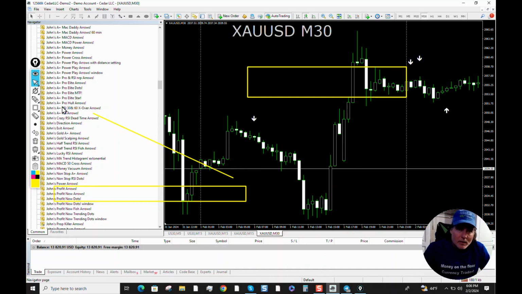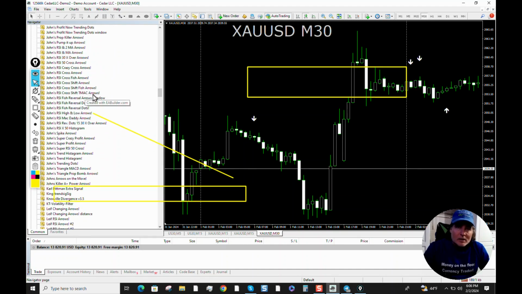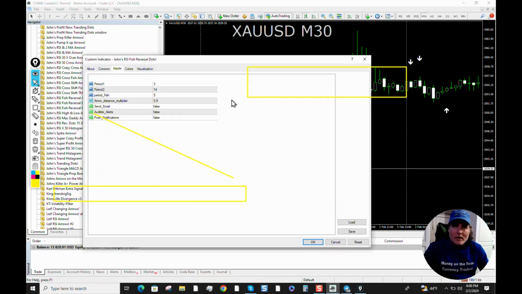So now we are looking for John's RSI. Let me get to work here. RSI cross. Got so many different variations. RSI cross. Fish arrows must be down further. Fish reversal dots. So it's John's RSI fish reversal dots because these are all the things that are incorporated with it. We pull that up.